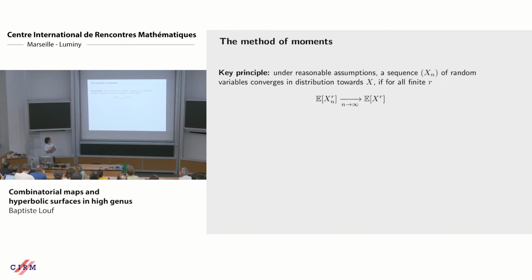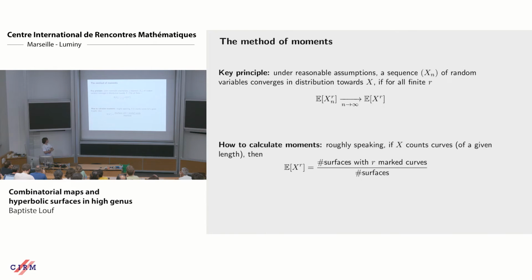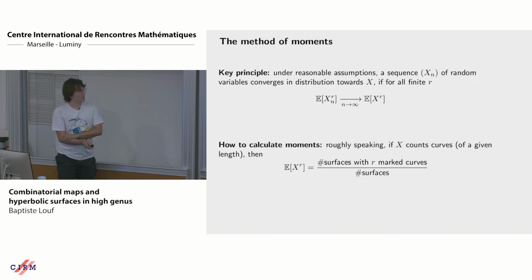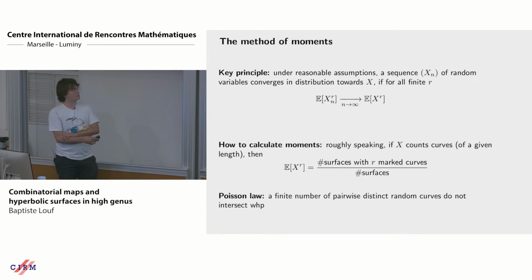And so how can you calculate moments? At the origin, I'm a combinatorialist, so for me, probabilities are just fractions. I just count. If X counts curves of a given length, then the expectation of X to the r is just, roughly speaking, the number of surfaces with r marked curves divided by the number of surfaces. And I said the Poisson law is not very surprising. Poisson law just means that if you have a finite number of cycles that you take at random, you condition them on being distinct, they have to be disjoint. And that's basically what entails a Poisson law.